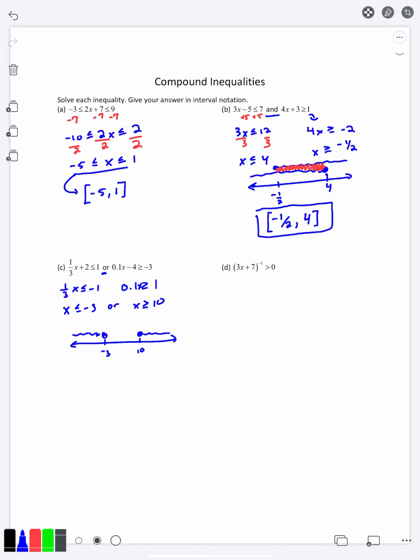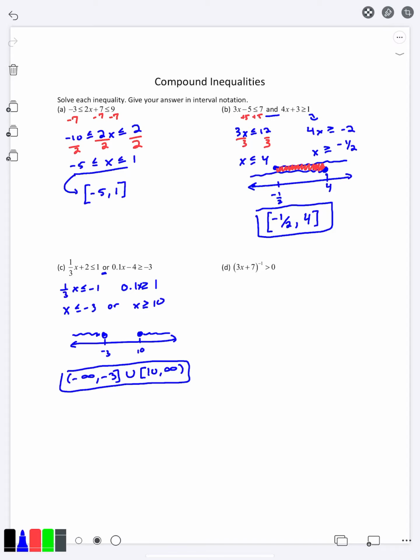Now if this had been an AND problem, there would be no solution because there's nowhere where they overlap. But it's not an AND problem, it's an OR problem, which means we want all the numbers that work for either one of them. So if I look at all the possible numbers that work for either one, it's everything up to negative 3, and then later everything from 10 on. All these together would be the whole solution set for this problem.